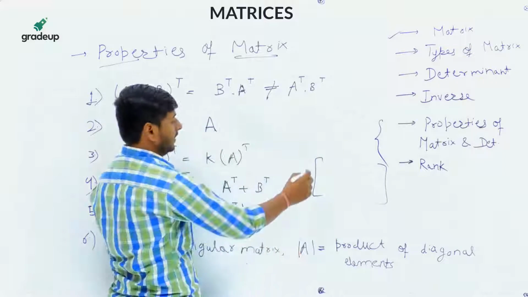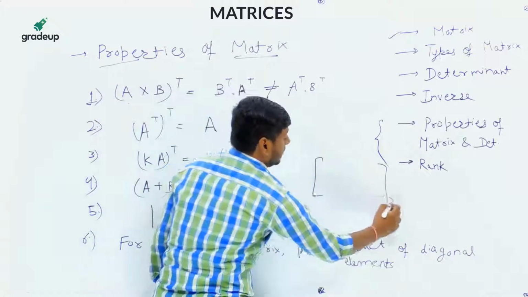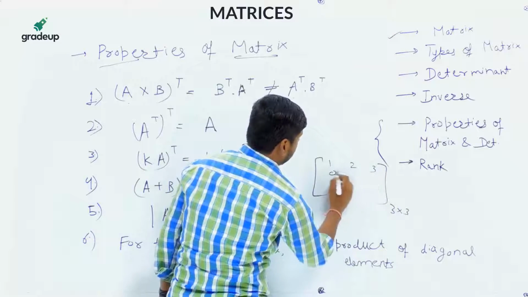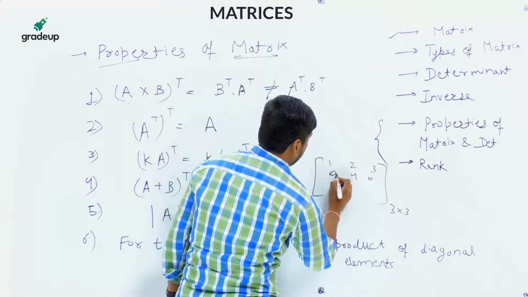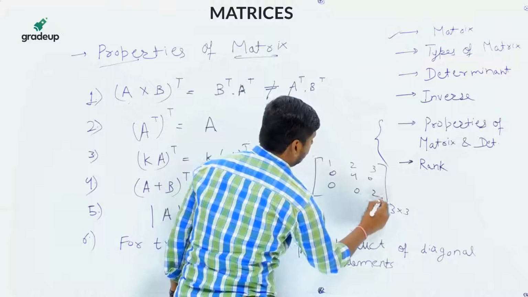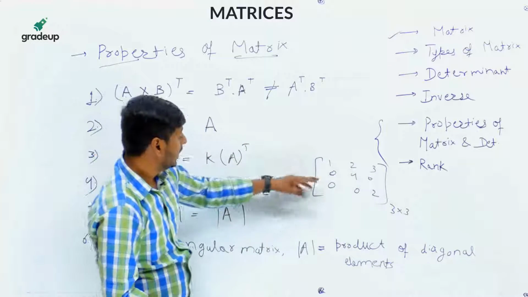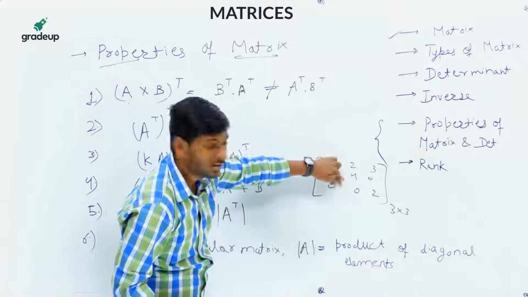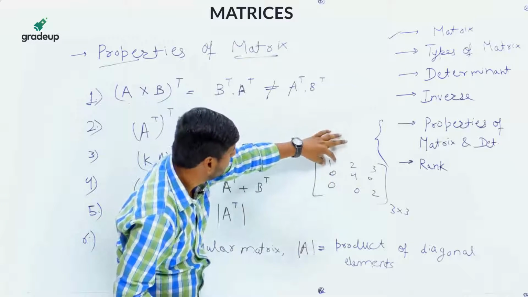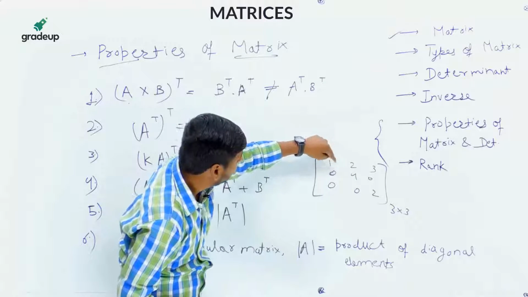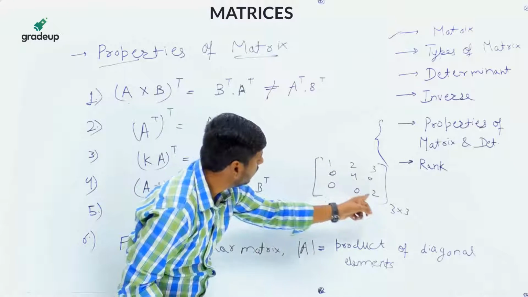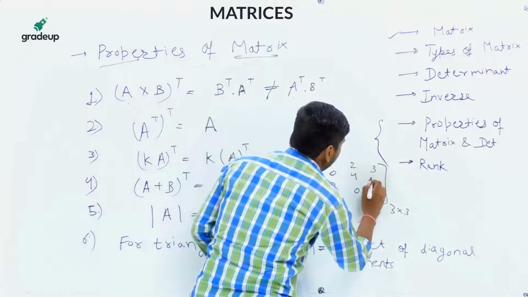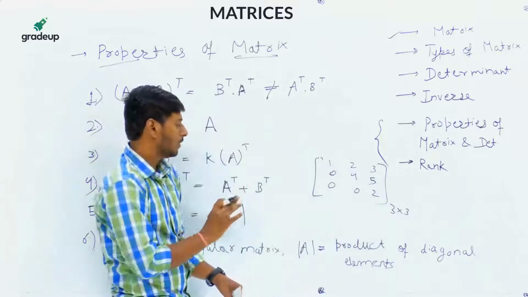Suppose we have a 3 cross 3 matrix: 1 2 3, 0 4 0, 0 0 2. If we solve the determinant with the help of this column, then we only get this first value and the determinant of 4 into 2. So 4 into 2 is 8. Suppose if we have some value here also, no problem.